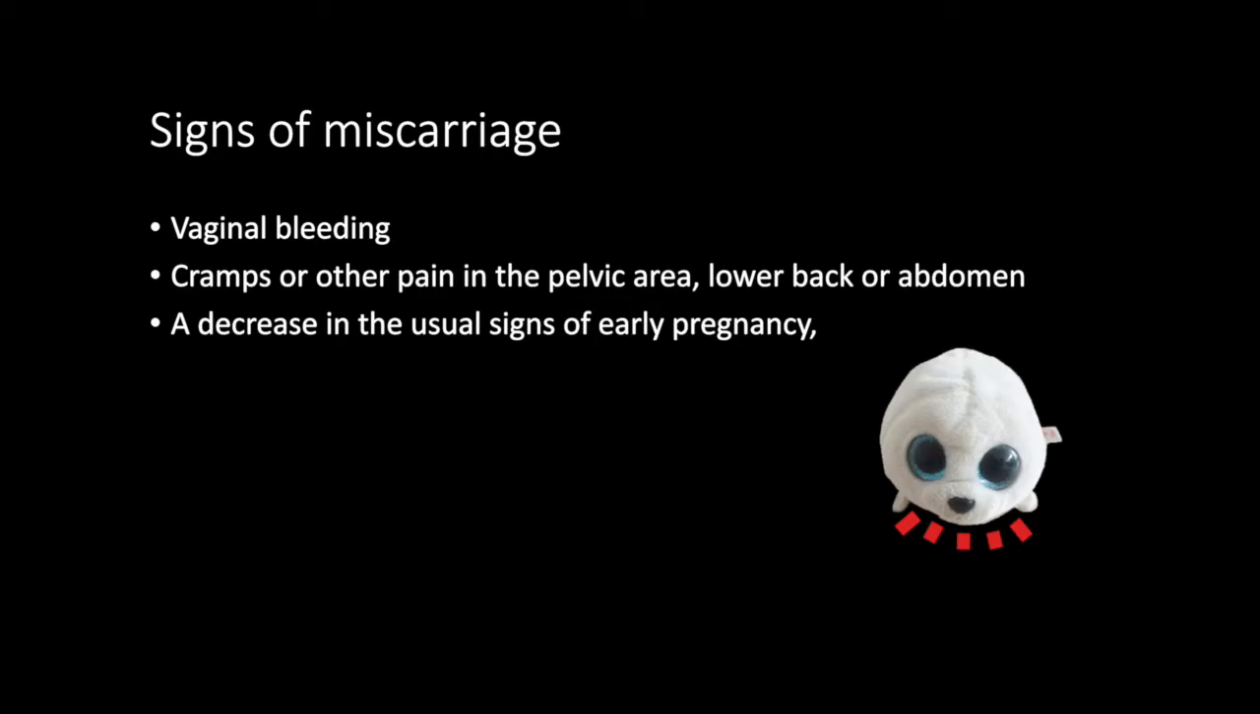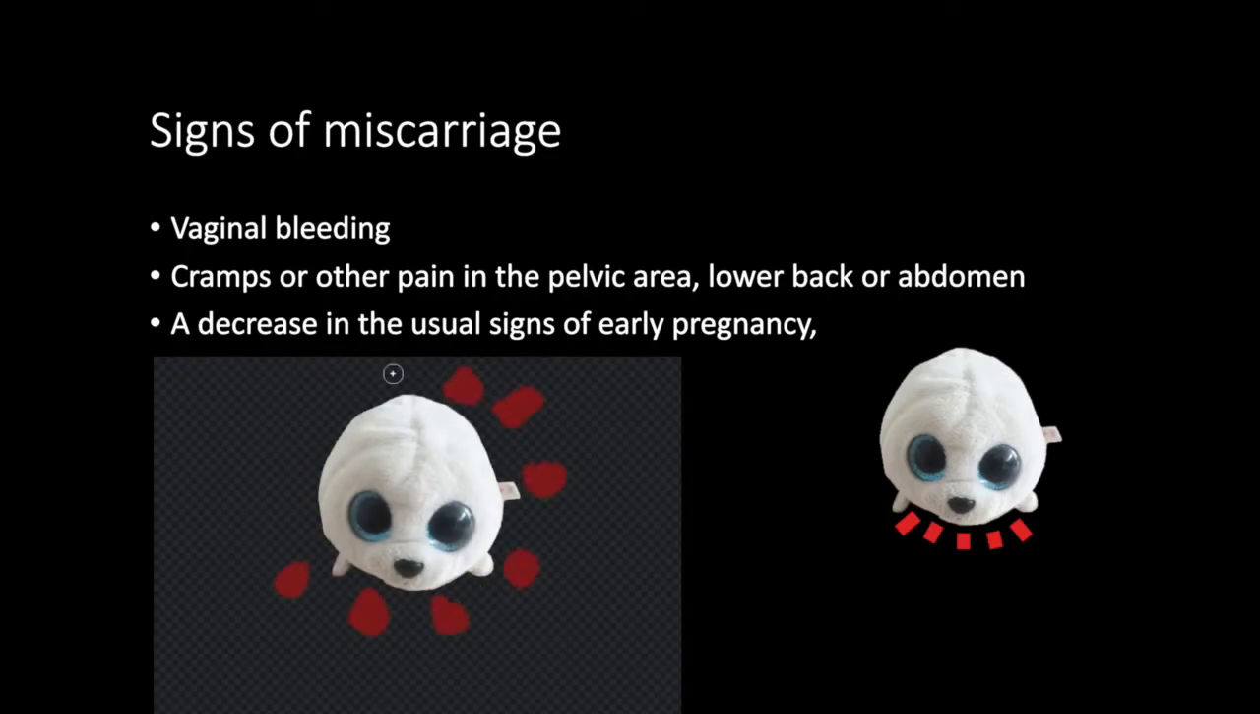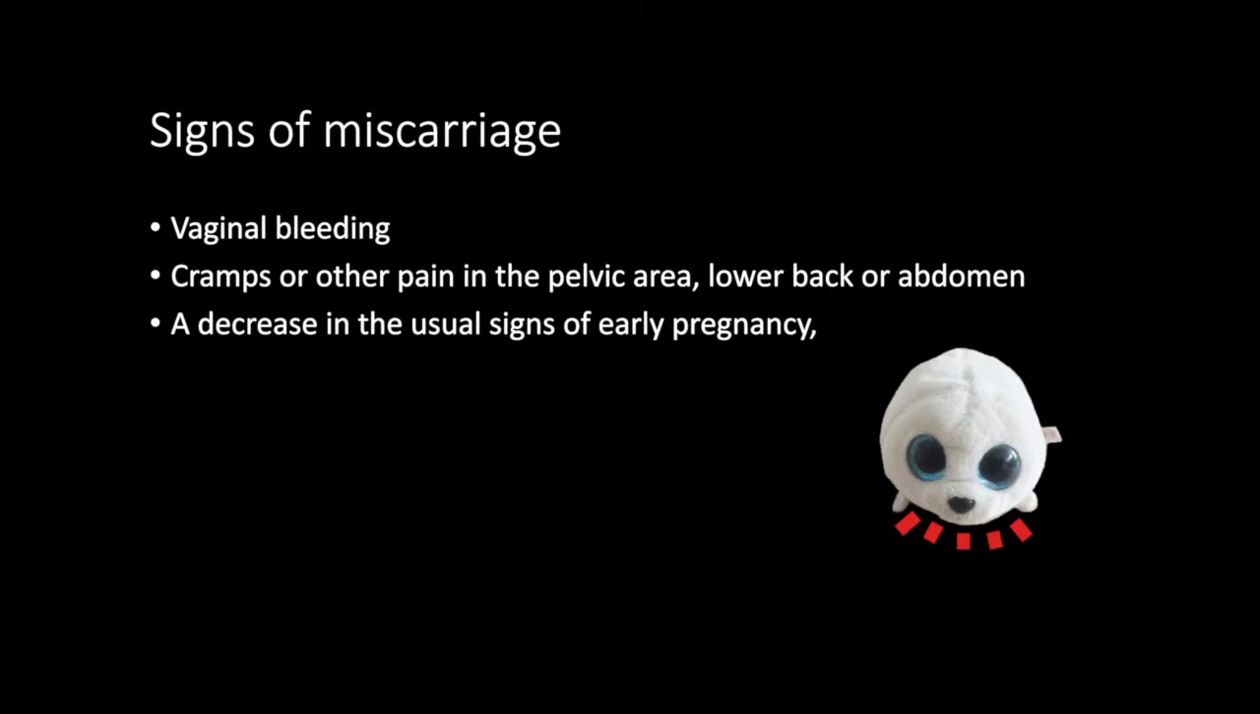One of the most common signs of miscarriage is vaginal bleeding, although not all pregnancies with bleeding end in a miscarriage. Another common sign of miscarriage is cramps or pain in the abdomen, lower back, or the pelvic area. A decrease in the usual signs of early pregnancy, such as nausea, can also be a sign of miscarriage. However, this symptom rarely signifies miscarriage, as these symptoms normally disappear in healthy pregnancies.